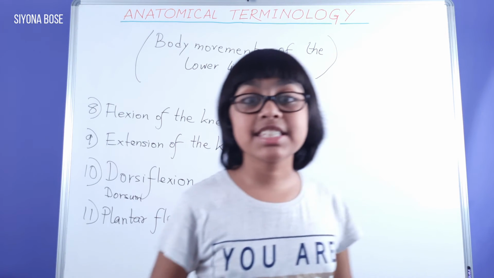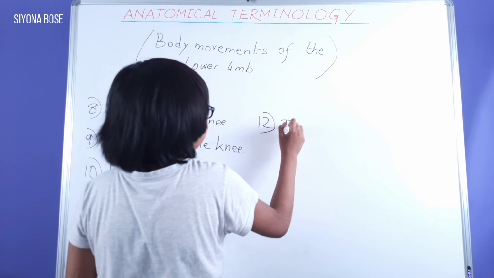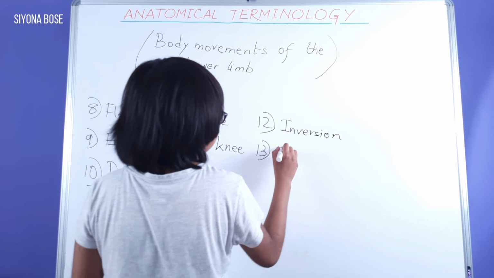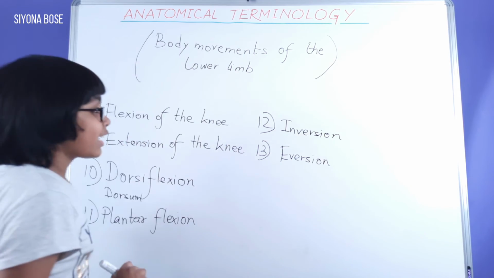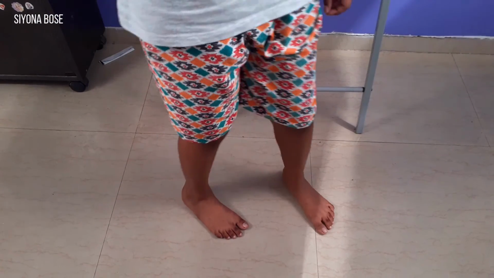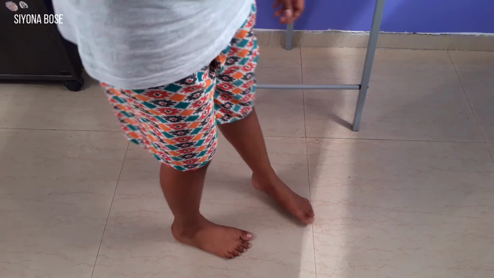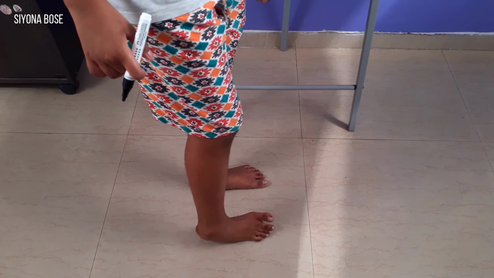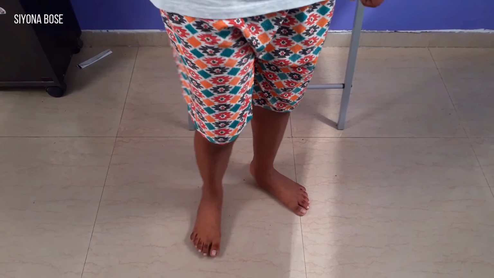And finally, the last two movements of the foot are inversion and its opposite, eversion. In inversion, the medial line of the foot gets raised. This is the medial line of the foot, that means it is close to the median line. The median line is over here. When it is lifted upwards, it is called inversion, just like this.